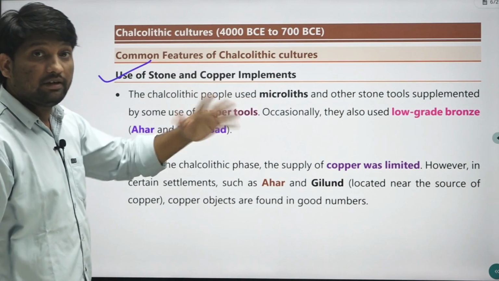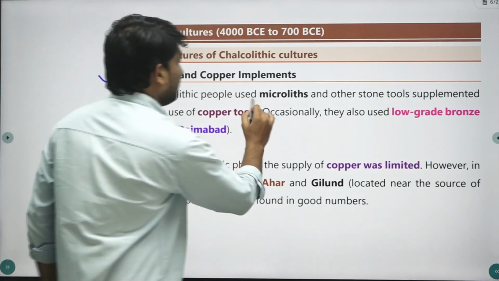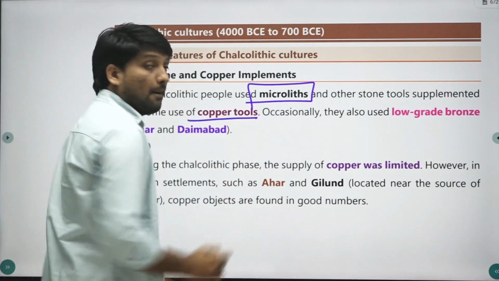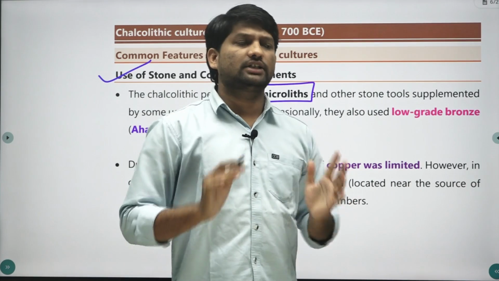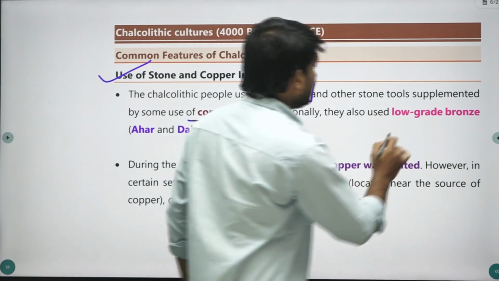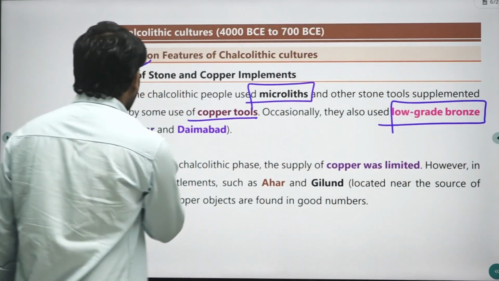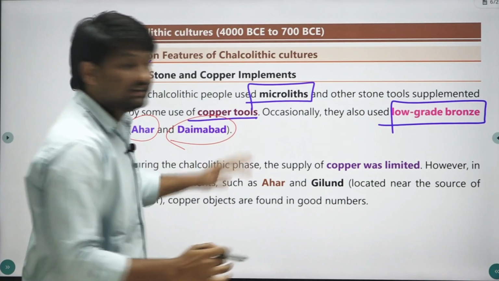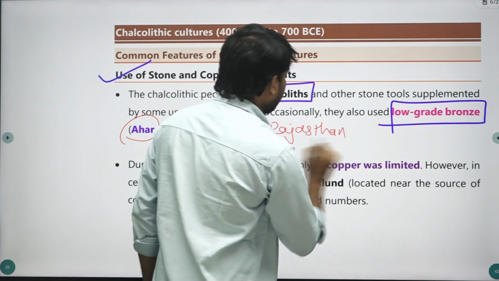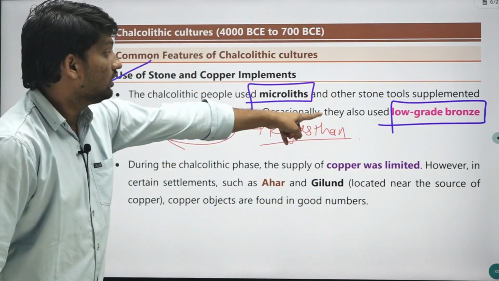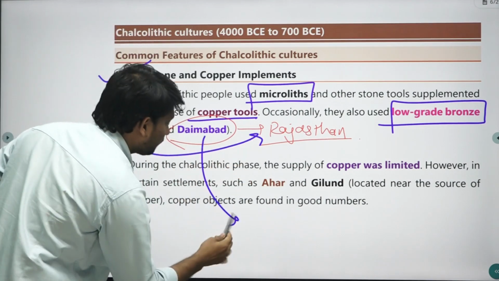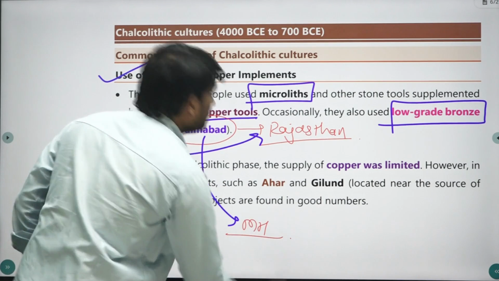So Chalcolithic people were still dependent on stone tools, basically microliths, but they had started using copper tools. If you see this Chalcolithic culture, it is focusing on copper plus stone, not bronze. But we have also found low-grade bronze at Ahar and Daimabad. Ahar is a site from Rajasthan, and Daimabad is from Maharashtra, from the Jorwe culture. So remember these two sites, Ahar and Daimabad, where we found low-grade bronze.